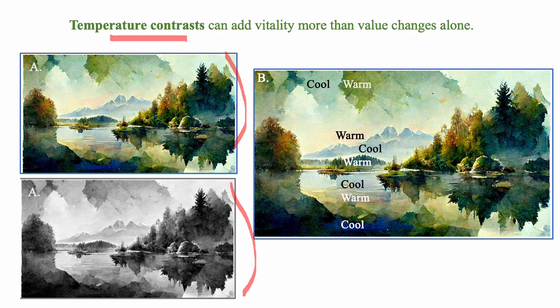Green is a color that can be either warm or cool, and it depends on its surroundings. In this picture, the blue-green is cool, so the greens become warm, and the blue areas become even cooler than the blue-green. And so we have an alternating rhythm of warm and cool throughout the picture that adds vitality.